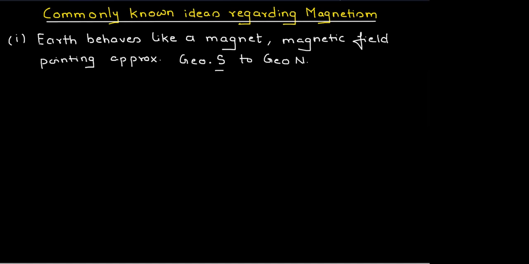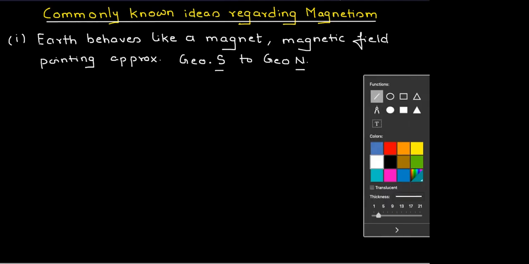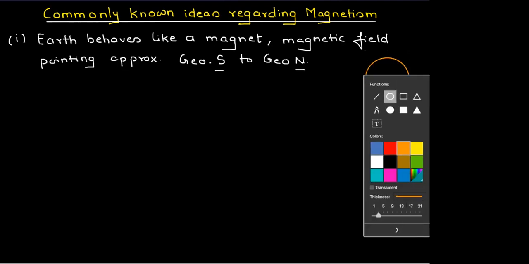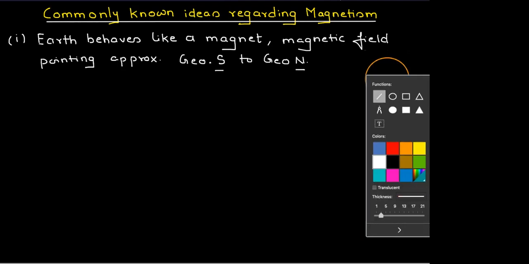Now, do you know what geographic south and north are? Anyone have any idea? Like the magnetic north attracts the geographic south. That is wrong. Others? How are geographic south and north defined? Geographic north is like the North Pole. Geographic south is Antarctica.